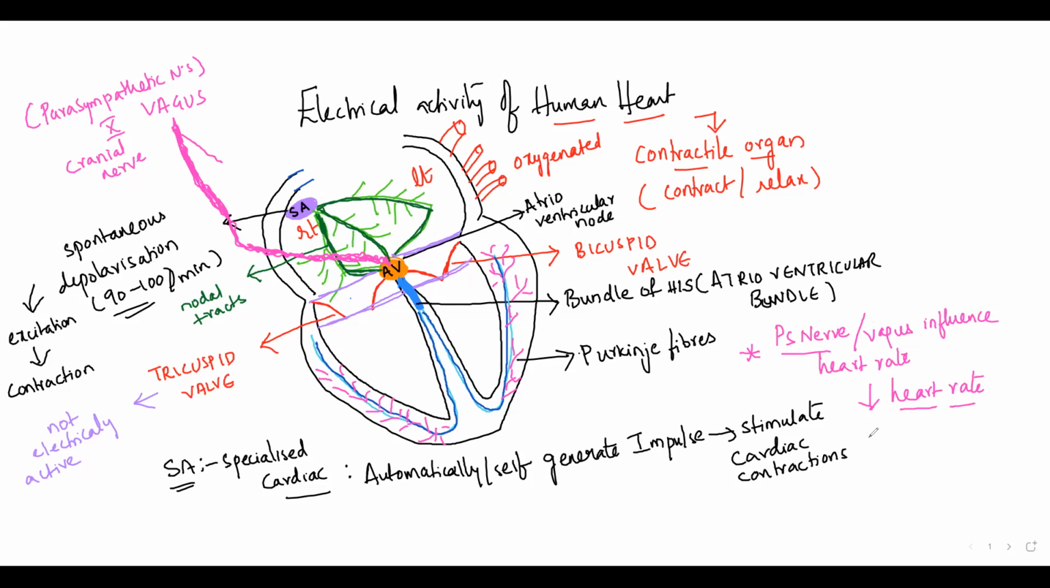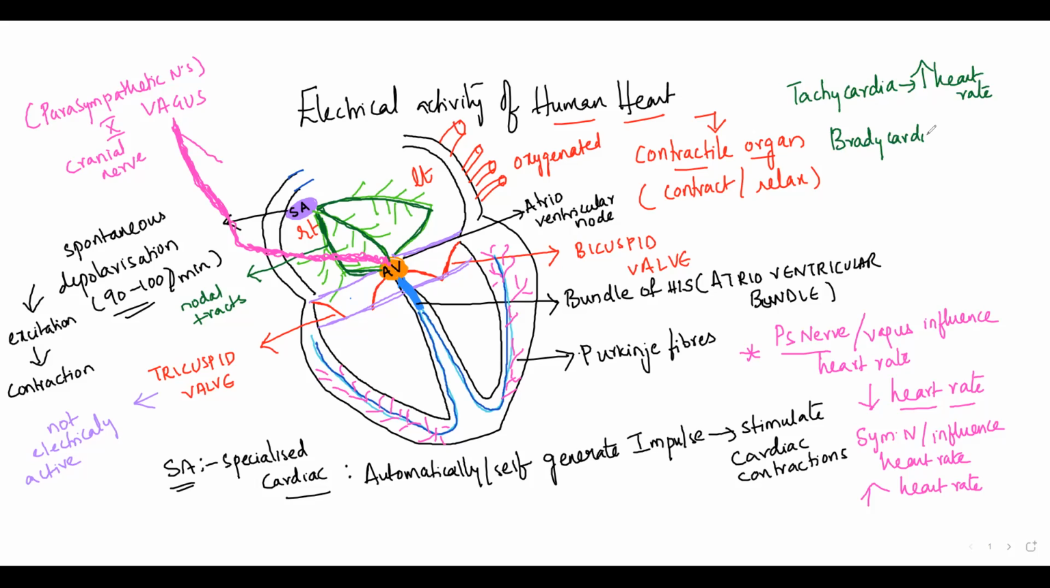This is important, children. And the sympathetic nervous system is also going to influence your heart rate, and your heart rate is going to be increased under the activity of your sympathetic nervous system. This is important because they self-generate the impulse, but they do get influenced by the sympathetic and the parasympathetic nervous system. And the other two terminologies important from our examination point of view: tachycardia, which deals with an increased heartbeat rate, and bradycardia, which deals with a decrease in the heart rate.